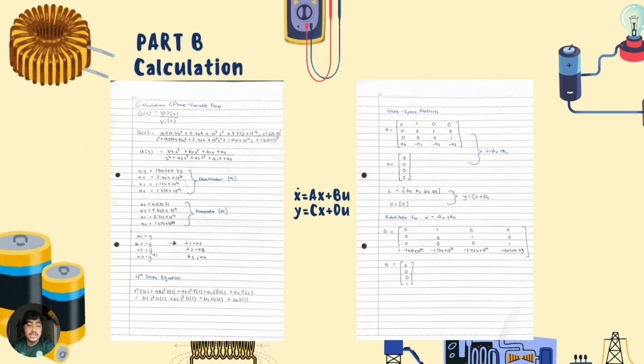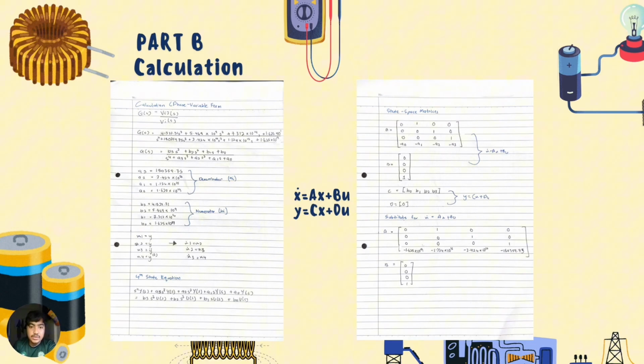So after we convert into the time domain, we need to use the state variables. The final state equation becomes x dot 4 is equal to negative a0 x1 minus a1 x2 minus a2 x3 minus a3 x4 plus u. This is why the last row of the matrix A contains the negative denominator coefficients.